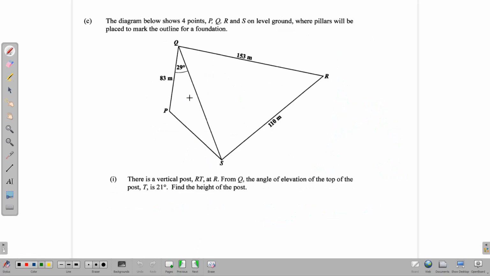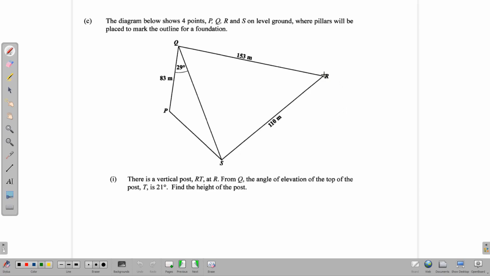Moving on, we have the diagram here below that shows 4 points, P, Q, R, and S, and these points are on level ground. So in your mind, you need to imagine this as flat and on a flat surface, even though it doesn't look like that when you draw it. And it says there is a vertical post RT at R. So there's a post here, a vertical post. From point Q, the angle of elevation to the top of the post is 21 degrees. Find the height of the post.